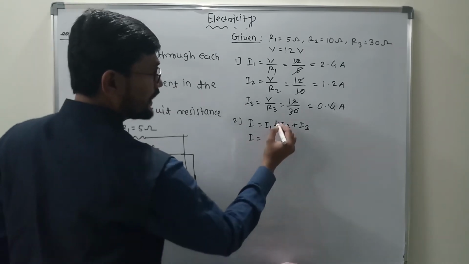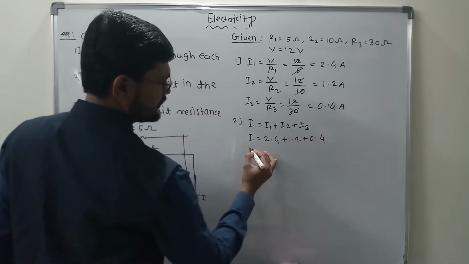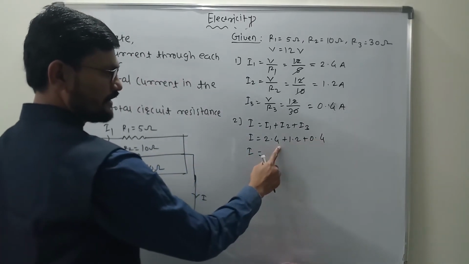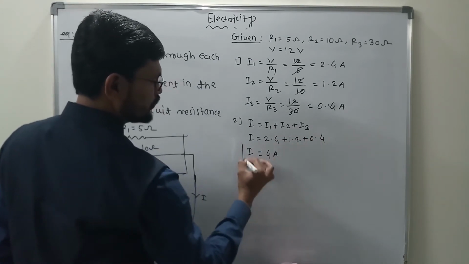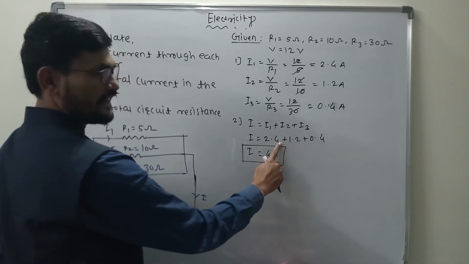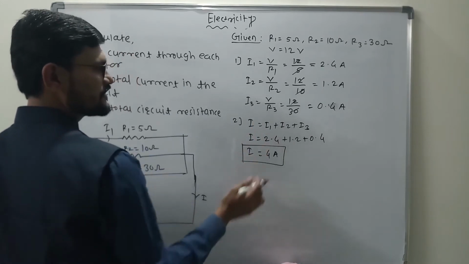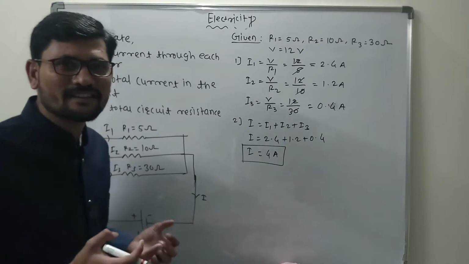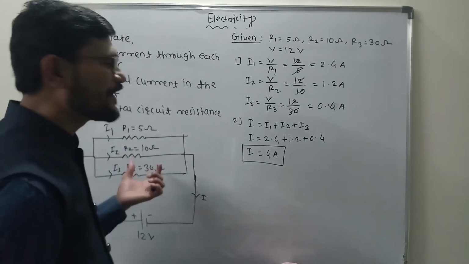I is equal to 2.4 plus 1.2 plus 0.4. Then how much is I? 4 and 6 is 10. 1 is remainder. 2 plus 1 is 3, 3 plus 1 is 4. I think 4 ampere will be the total current. Is it correct now? That is, I is equal to 4 ampere. What does this mean? How much current is going in this circuit? 4 ampere.